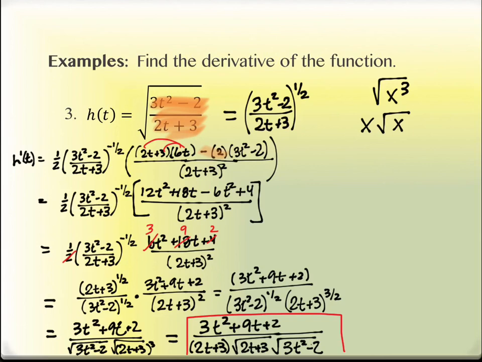Okay? So let me briefly tell you, and we'll do it next time, the other version of how you can do this problem. Because it's worth mentioning, because you might think it makes more sense to you to do it that way. So the other option, instead of thinking about it as a quotient rule inside of a chain, right? So a quotient rule embedded inside of the square root function, is that you can actually think about it this way instead. You can think about it as a quotient rule on the outside, 3t squared minus 2 to the 1/2 divided by 2t plus 3 to the 1/2.